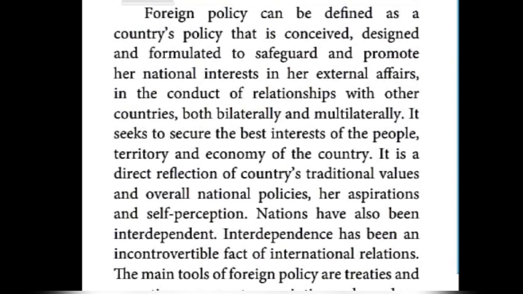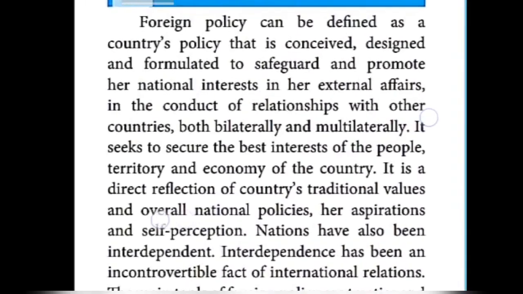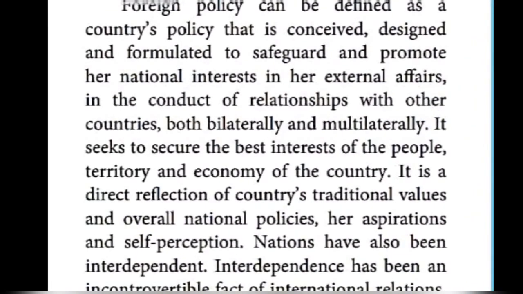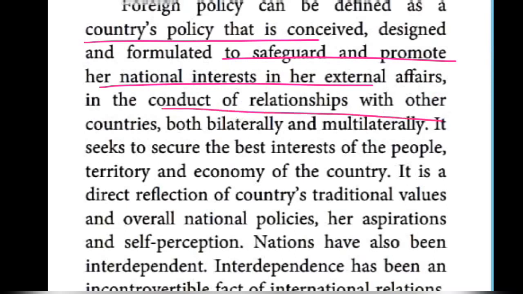Okay, in your book, what things are given? We can check it, children. Foreign policy can be defined as a country's policy, each and every country's policy, that is conceived, planned, designed and formulated to safeguard and promote her national interest in her external affairs. In the context of relationship with other countries, both bilaterally, meaning the relationship between two countries, and multilaterally, meaning the relationship with many countries. So that is called foreign policy.